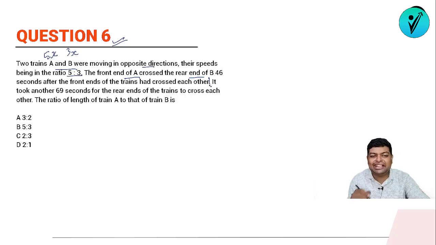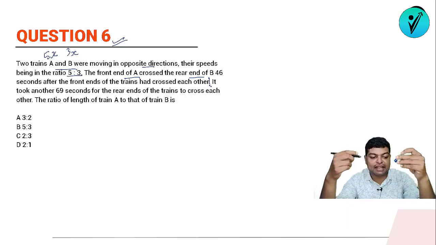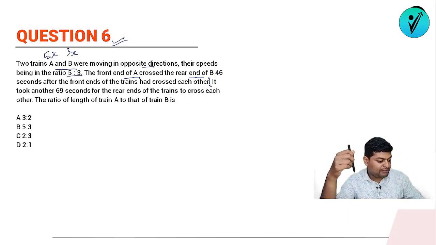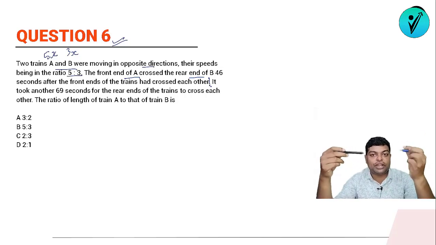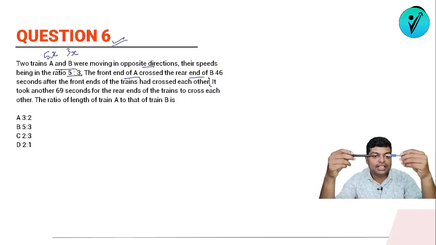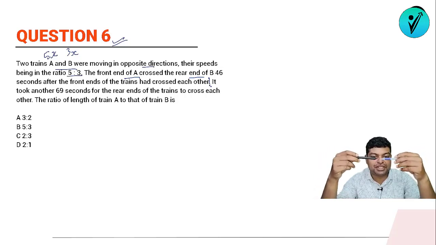Now read this line again. What it is saying is that, suppose the 2 trains are here. Imagine that these are the 2 trains. I think I might be visible, okay. Or let me take a bigger train. Suppose these are the 2 trains. The trains are moving in opposite directions. Now the front end is at this position currently.